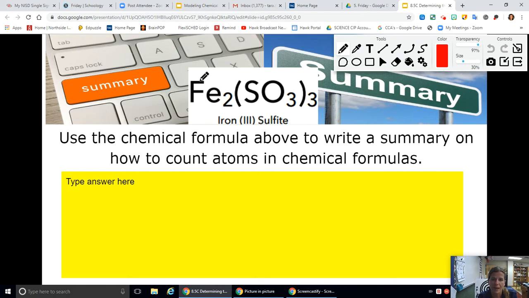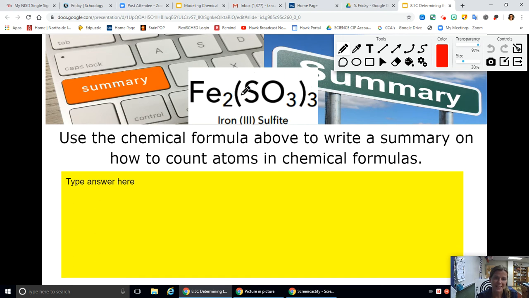So here we have a capital F and a lowercase after it. So we have iron. We're looking at another capital letter, so we understand that's the element sulfur. And then another capital letter, so we have an oxygen atom here. So we have 3 different elements involved in this chemical formula. In order to count the atoms of each element, you have to look at subscripts. A subscript is that small number to the right of the element, indicating how many atoms it has. So iron has 2 atoms.